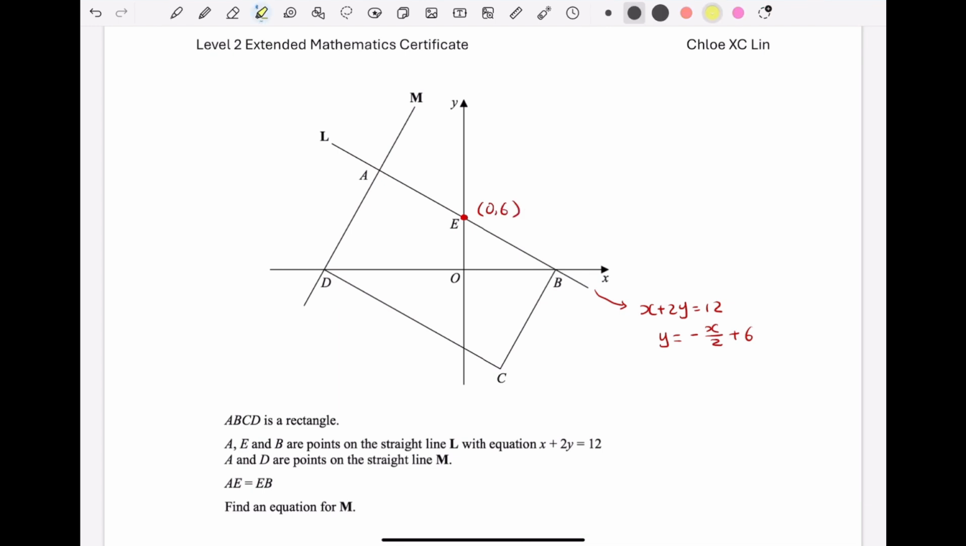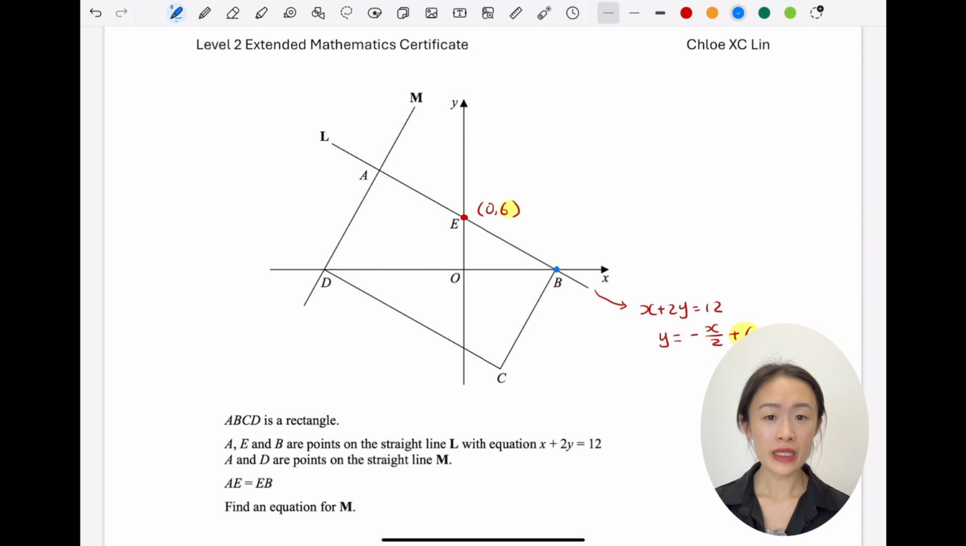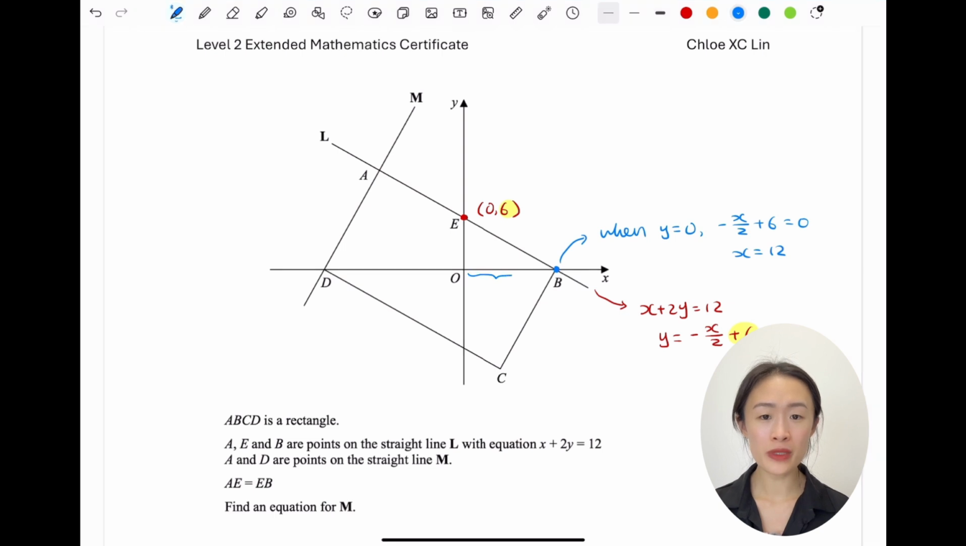So we know the coordinates of E is (0, 6). Now can we find the coordinates of B? B is on the x-axis, which is the x-intercept. Now to find the x-intercept, we need to let y equal 0, and we can solve for x. As we can see, x is 12. So that means OB is 12.